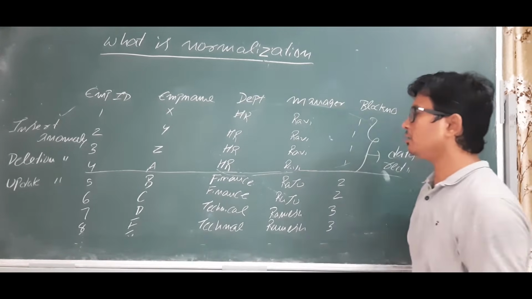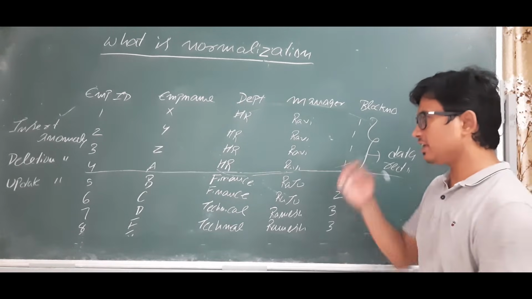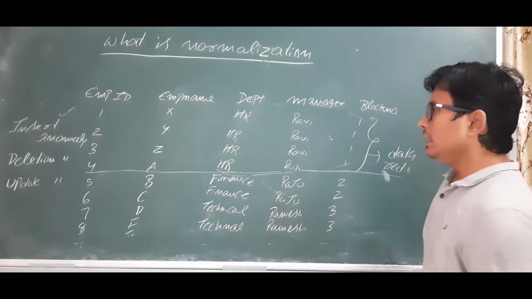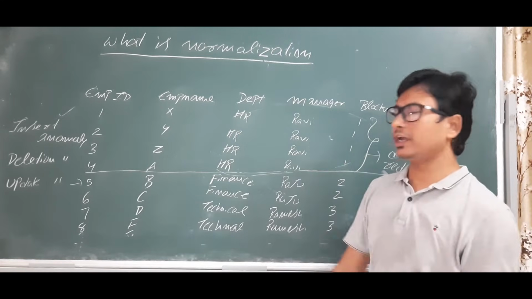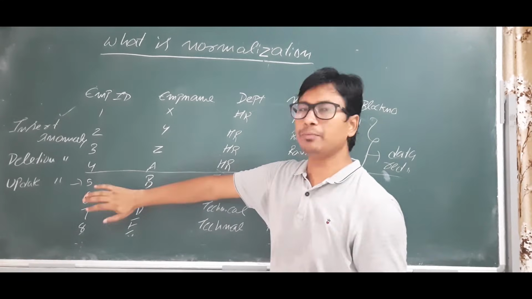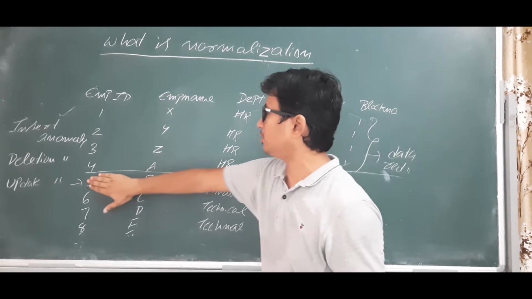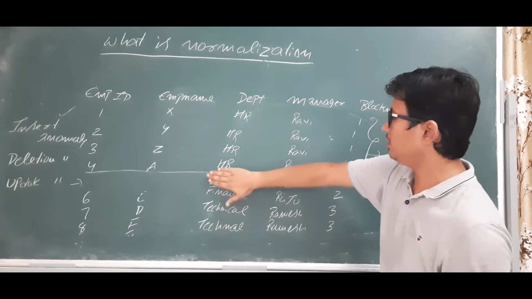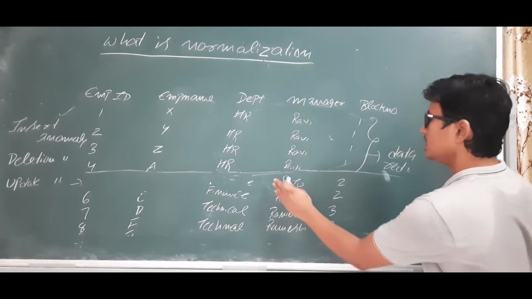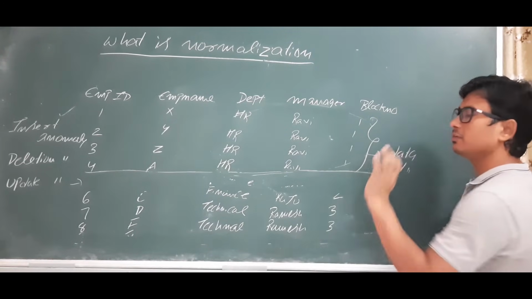What is the deletion anomaly? Let's take that someone has asked me to delete the employee ID 5. So if I am deleting the employee ID 5, the entire information, his ID will be lost from the database, his name will be removed, his department finance and Raju 2, everything will be deleted.